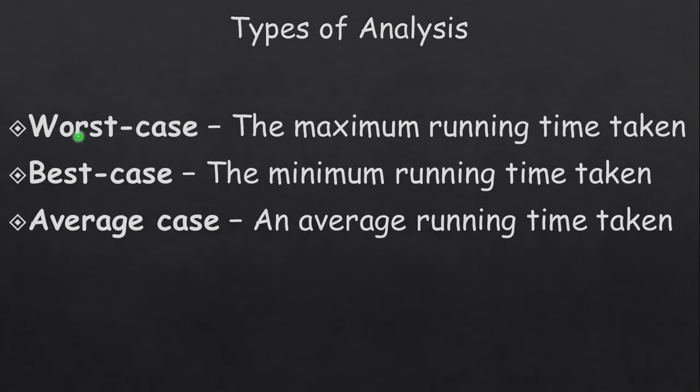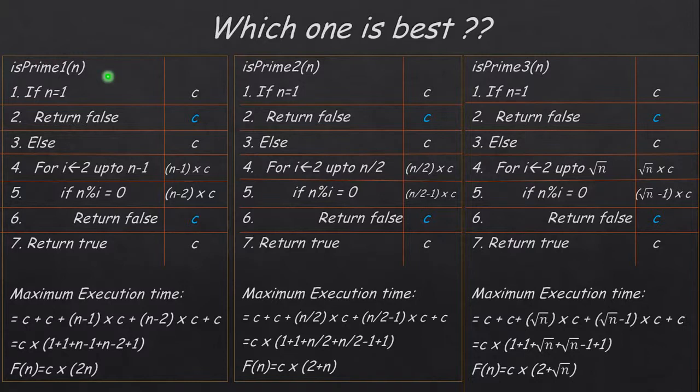So what is worst case analysis? The maximum running time taken. What is best case? The minimum running time taken. So I will go back to the algorithm. Here this is the maximum execution time. Just consider only the first procedure. The maximum execution time is c into 2n.